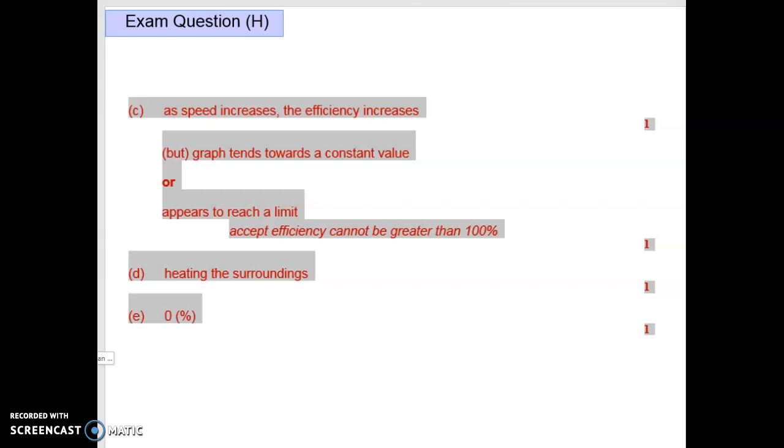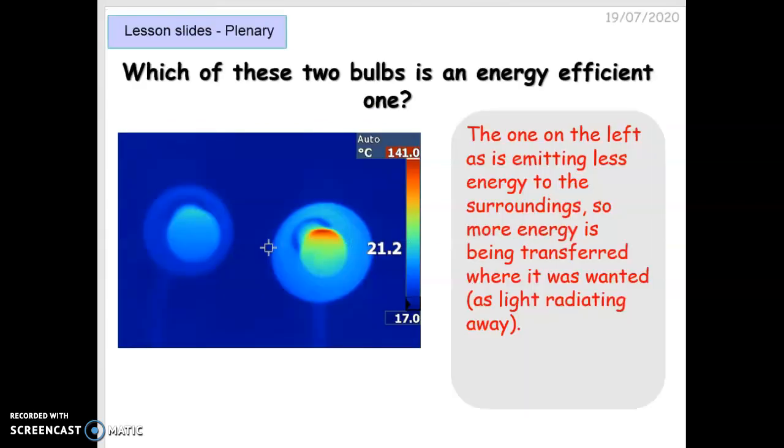Alright, and just as a plenary, once you've marked that, please, which of these two bulbs is an energy efficient one? Oops, I left the answers up. So if we have a look at it here, then we'll just discuss it. This one, you can see, is emitting more thermal energy than this one. So this one is wasting more energy because that's not what we want from our light bulb. Okay, again, taking the thermal imaging camera, which takes us back to the start of the lesson. Okay, well done.